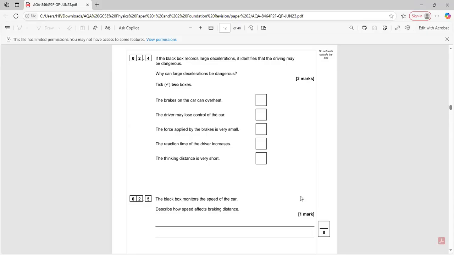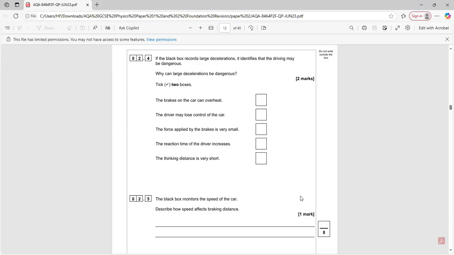Okay, so the answer to this is: the driver may lose control of the car. All the other ones don't matter. The brakes on the car can overheat. I've never heard of that. The only thing is that the brake pad can suffer from wear and tear, which is a normal thing.